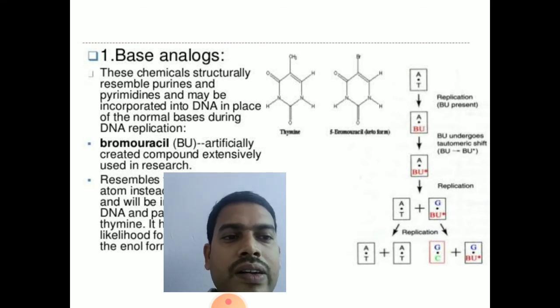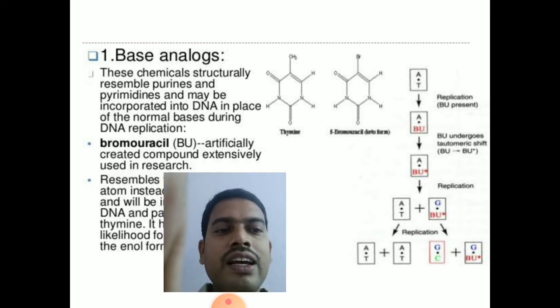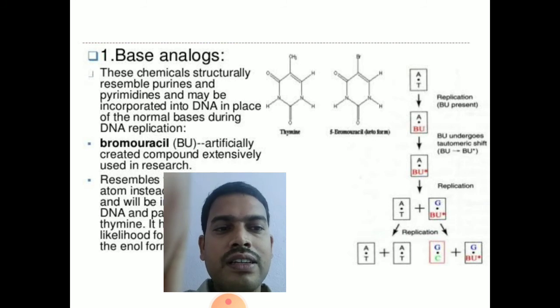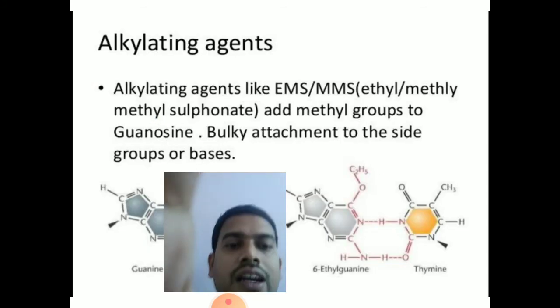After the process of replication, you can see the base pair changing. Generally A will bind with T and G will bind with C. See here clearly, after replication of DNA, the 5-bromouracil is binding to guanine. So that is the function of 5-bromouracil. If mutation occurs at thymine, after replication the 5-bromouracil will bind with guanine instead of adenine. So that is base analogs.